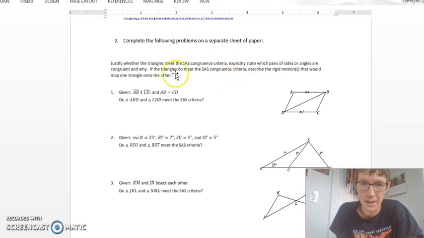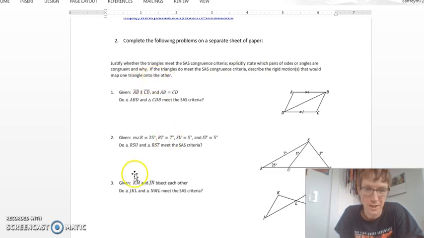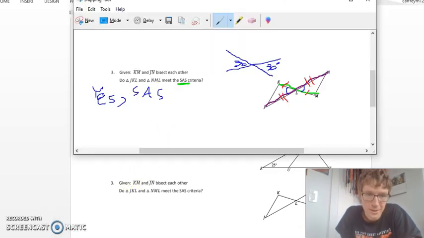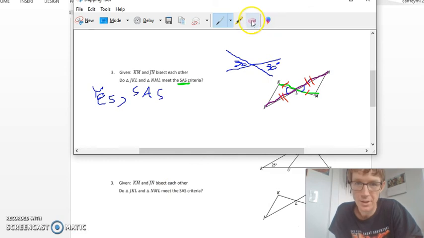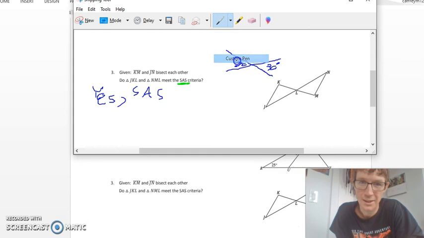So now remember the last part, I'm going to try and get through it pretty quick. We got to say, if the triangles do meet SAS criteria, describe the rigid motions that would map one triangle onto the other. So for that, I'm going to erase what we have here. How do we get this triangle on top of this triangle? So I'm going to try and do a sketch here.